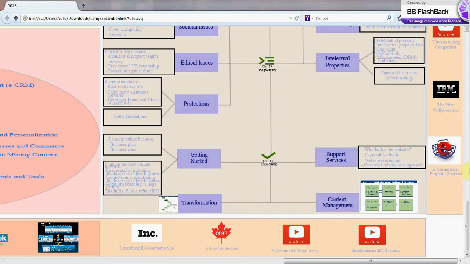Now about support services. You have to think about who builds the website, how the payment methods in your e-commerce system, how to promote your website to attract people to buy your product, and you have to think about customer relation management. Maybe handle the complaint, handle the transaction, and maybe they have questions about your web, about your product. You have to provide information about that. So you have to build a great customer relation.